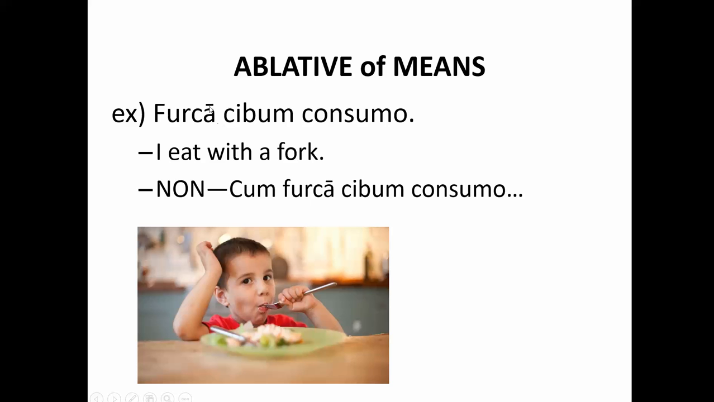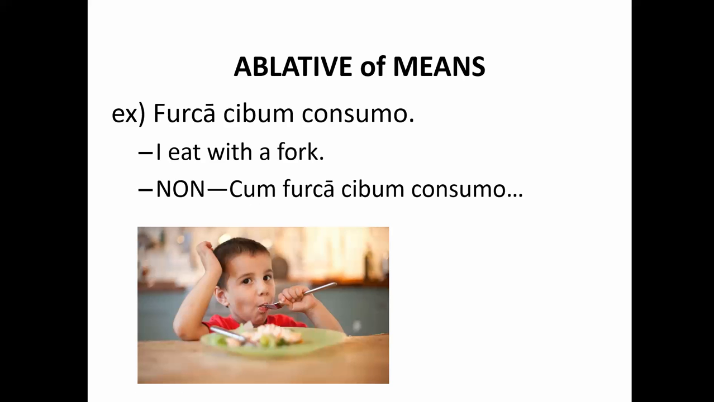So furca is that ablative of first declension. Notice I don't have a word for with. I don't have a word for by. It's just the means, the tool. The tool being used is in the ablative. It does not, again, look like this: cum furca, which would be with, right? Well, that's the preposition for with.